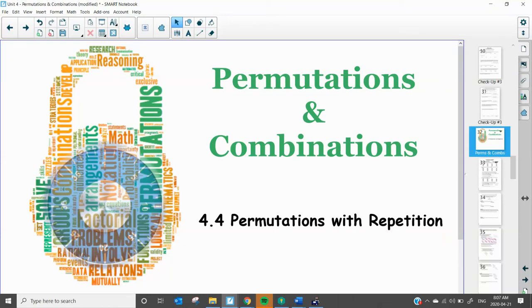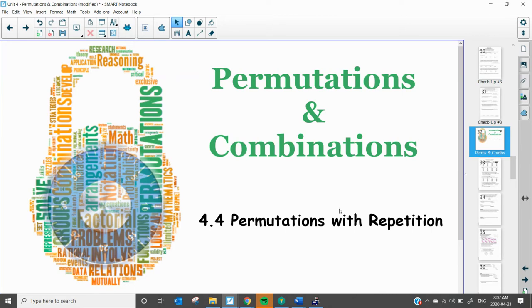Today we're going to take a look at permutations and combinations again, but the topic that we're focusing on is 4.4, permutations with repetition. Up until this point, we've looked at factorial notation, we've talked about the fundamental counting principle, and we've also looked at what a permutation is. We've dealt with restrictions, but today we're going to be dealing specifically with repetition.